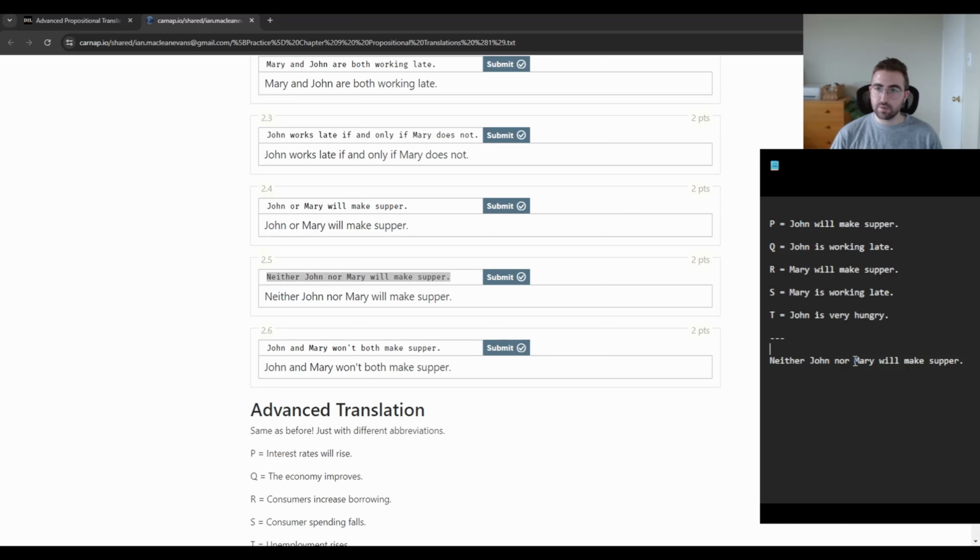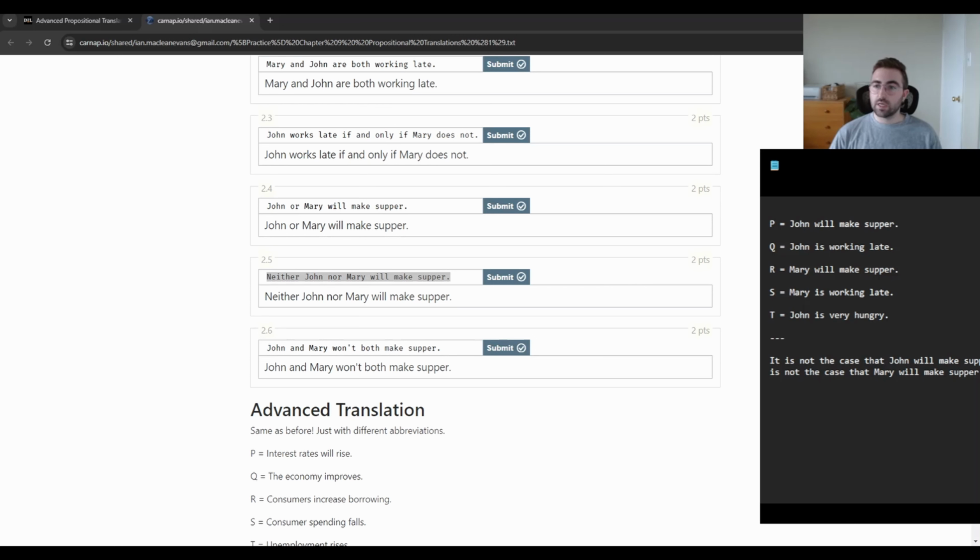So let's rephrase this neither-nor as a not P and not Q, right? So we're going to have: it is not the case that John will make supper, and it is not the case that Mary will make supper. Great. So now we want to look for the main connective.